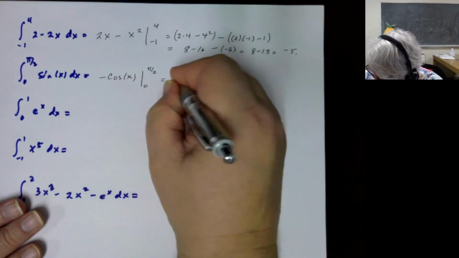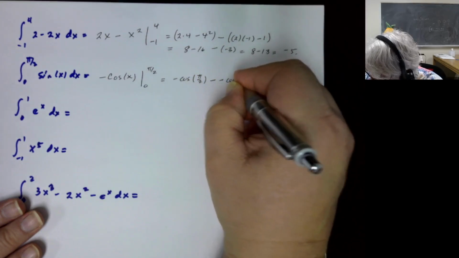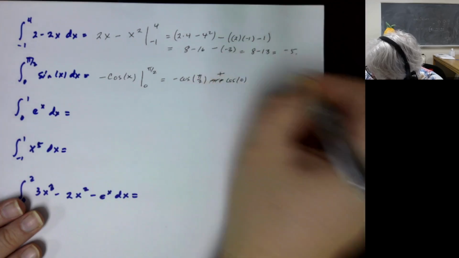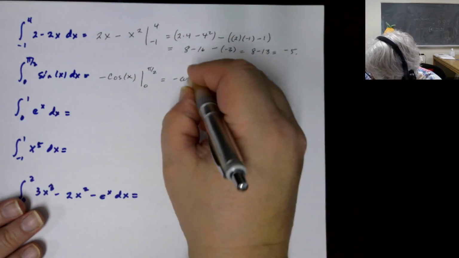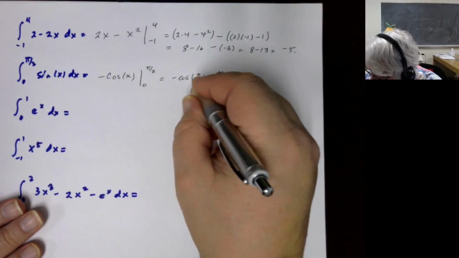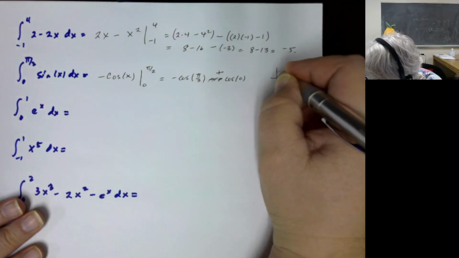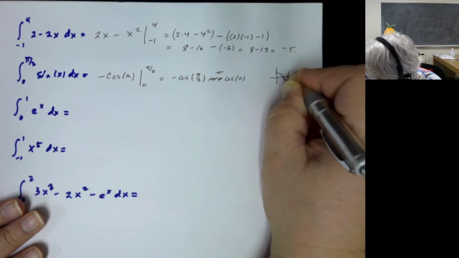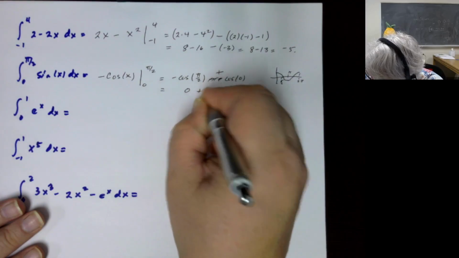Right, so this is going to be minus cosine of pi over 2, and then minus cosine of 0. And so this would be a plus, so let's go ahead and just put a plus there. Okay, so cosine of 0 is 1. Cosine of pi over 2 is negative 1. Oh, sorry. I was thinking cosine of pi. So here's our little graph of cosine. This is 2 pi, this is pi, this is pi over 2. So cosine of pi over 2 is 0. So this is 0 plus 1 equals 1.